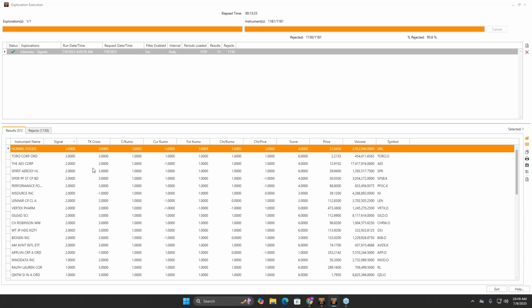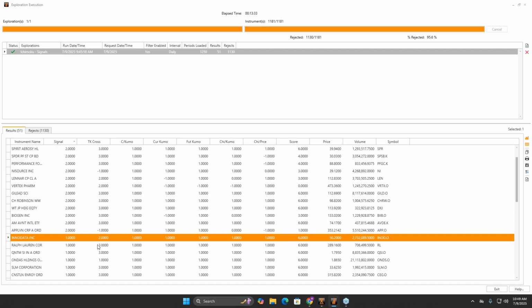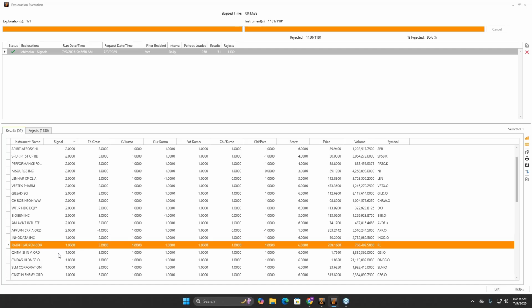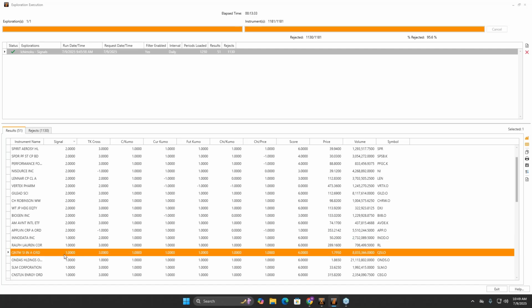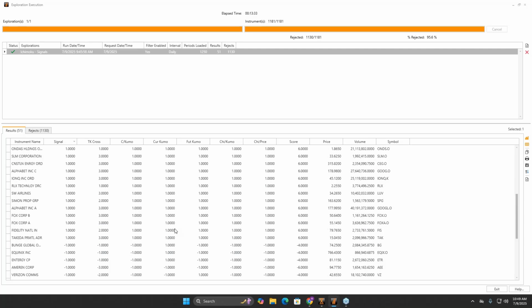If it's giving us a 1, like InnoData, Ralph Lauren, Quantum, that means yesterday it was trading down below the cloud, and today, at least so far, the close is above the cloud. That would be a main entry signal. They're not going to have any zeros because those are filtered out. It'll also have a -1, which would be an initial short signal, and a -2, which would be below the cloud and giving a secondary sell signal.